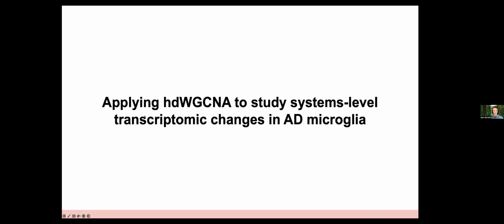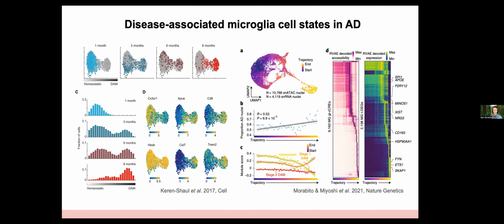And then the next thing is applying hdWGCNA to study the systems level transcriptomic changes in AD microglia. For us neurogenomics people, we have probably heard about disease-associated microglia, which comes from this paper in Cell in 2017, where they looked at 5XFAD mice, a mouse model of Alzheimer's disease, at 4 different time points. Looking at the microglia compartment, they could see a difference in the cell states that corresponds with this time course. Looking at the genes expressed in this later stage, they found a reactive microglia state that they termed disease-associated. And the field has been very fixated on this disease-associated microglia concept, or adjacent concepts, for a while.